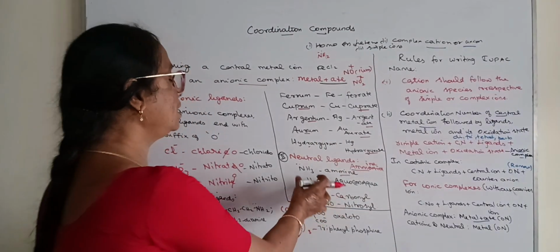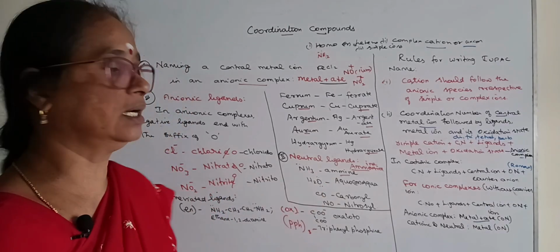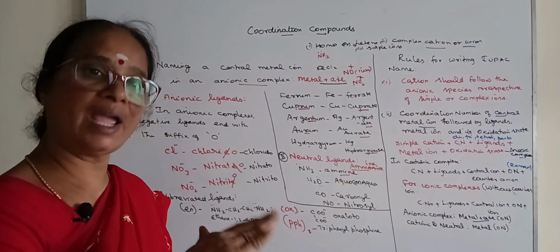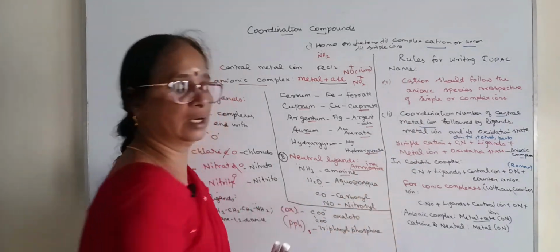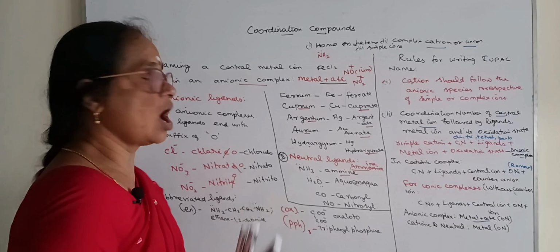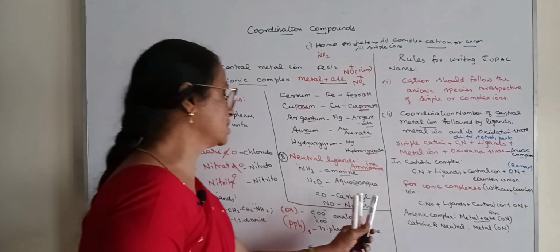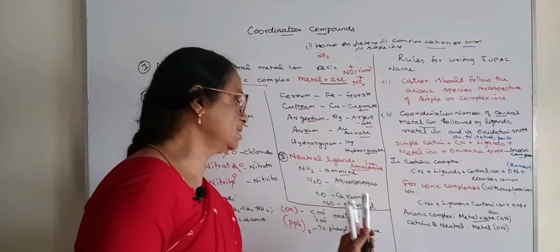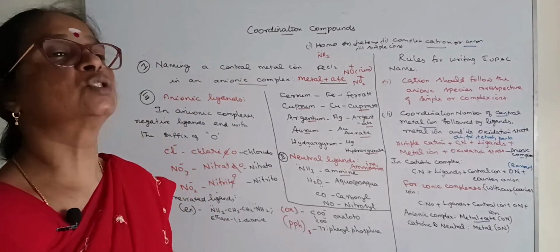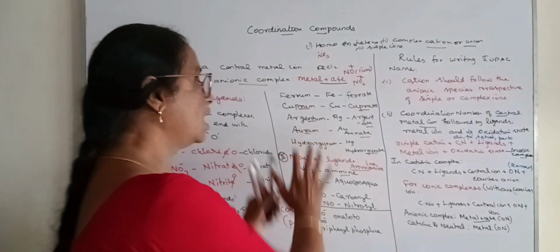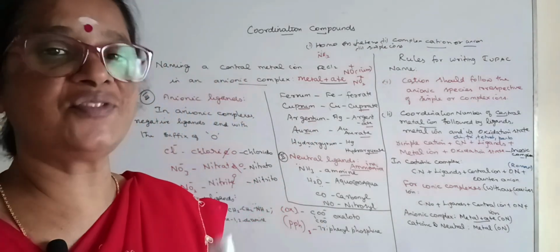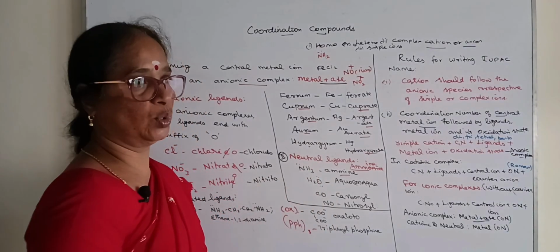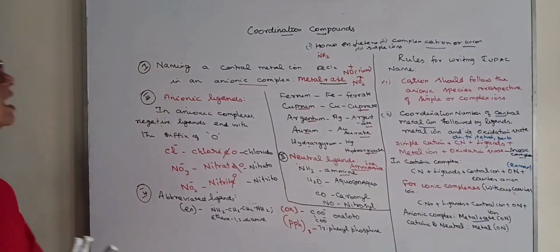Water is also a neutral ligand, and it is named aqua. Carbon monoxide is named carbonyl. Nitric oxide is termed nitrosyl. So neutral ligands have their specific names, considering their formula. The next one: anionic ligands.